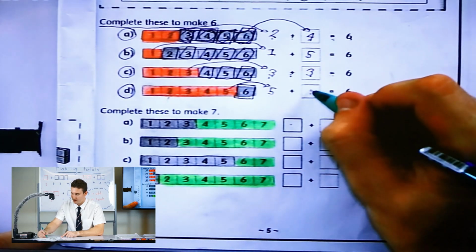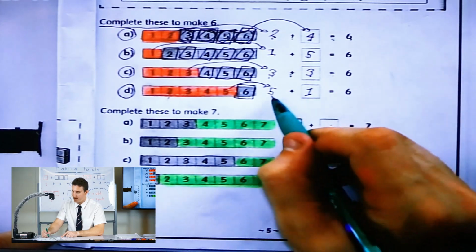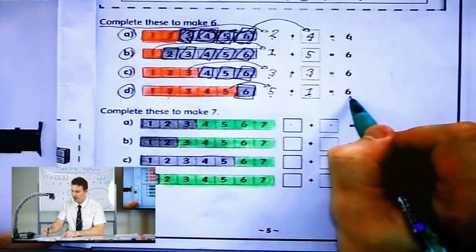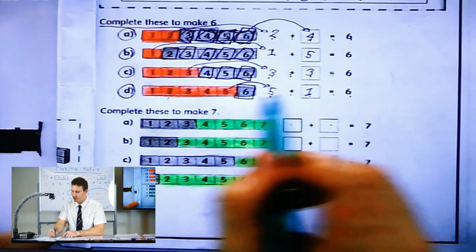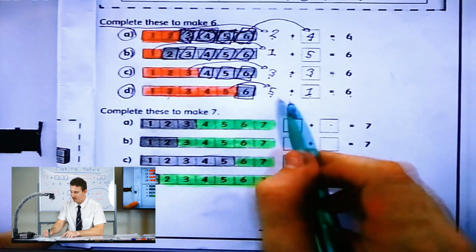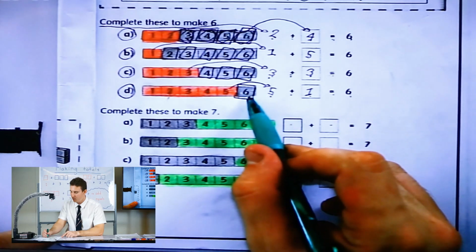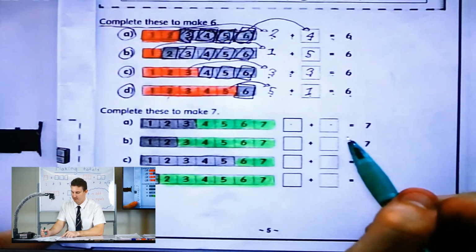So we can say 5 plus 1 equals 6. So we have 5 red numbers plus 1 gray number equals 6.